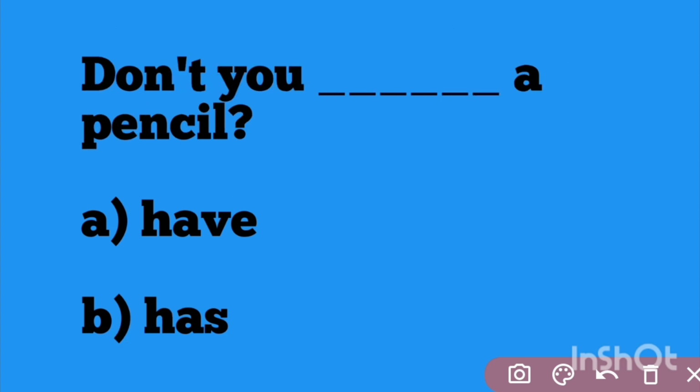Next question: Don't you blank space a pencil? Friends, you can see here we have used the term do. Obviously, it is present tense, and here you can see the term not. That means the auxiliary do is used. So obviously, it is an interrogative sentence, and with it you can see not. That means it is a negative interrogative sentence.